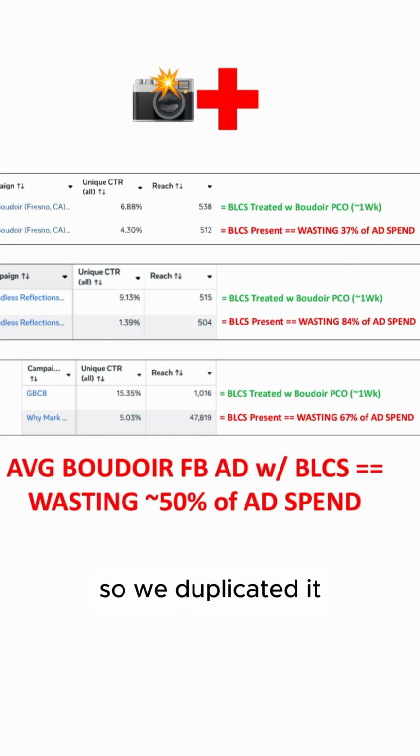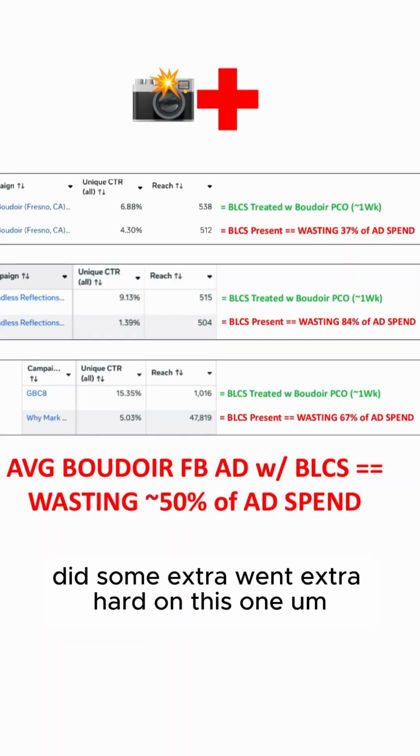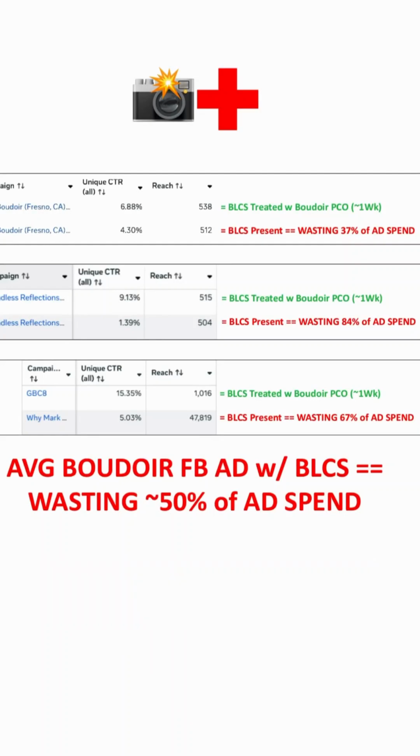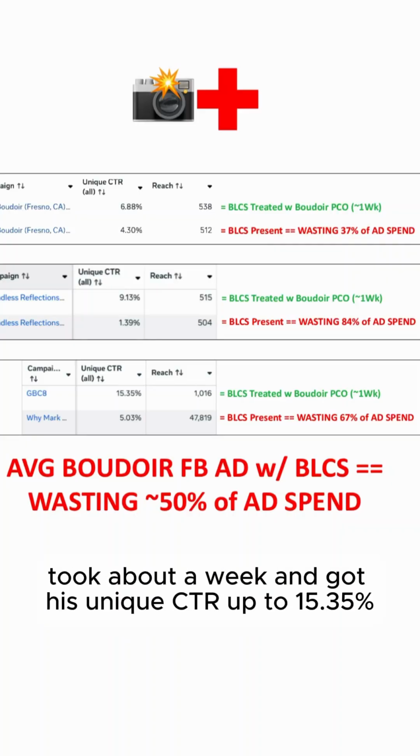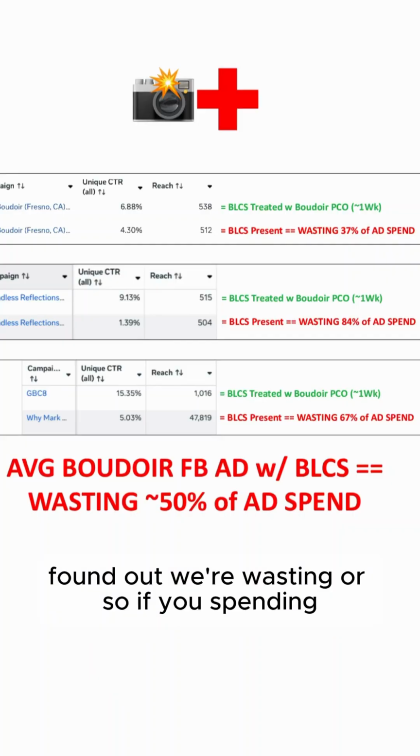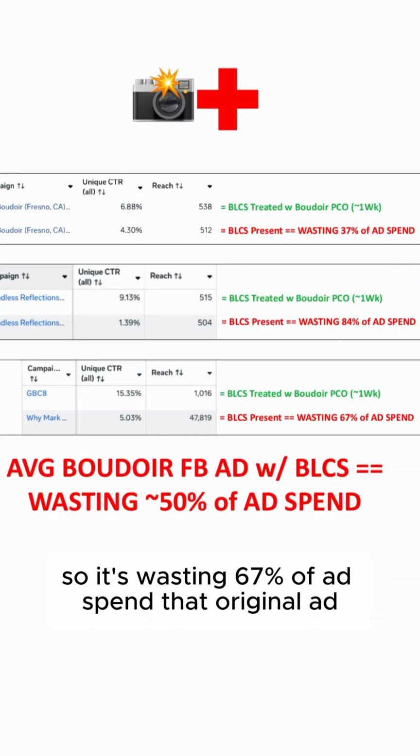So we duplicated it, did some extra, went extra hard on this one. Treated with Boudoir Pico, it took about a week and got his unique CTR all up to 15.35%. So we found out he was wasting 67% of ad spend on that original ad.